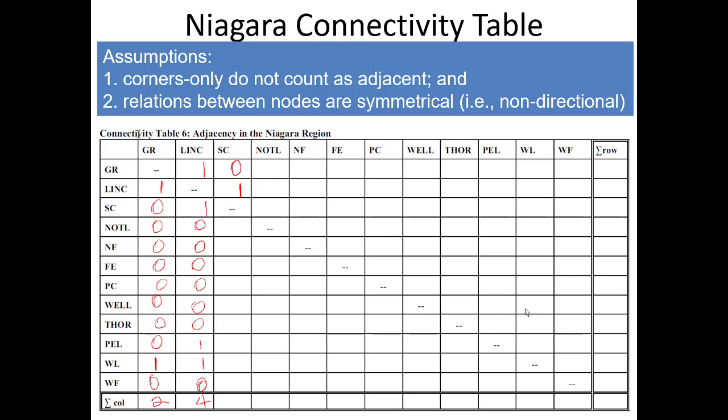Also, Lincoln and Grimsby, and so here we've got Grimsby and Lincoln, and then here we've got Lincoln and Grimsby, and those have 1s. Those are symmetrical. We should see that as well. All right, so Niagara-on-the-Lake is not connected to St. Catharines because we are not counting corners.